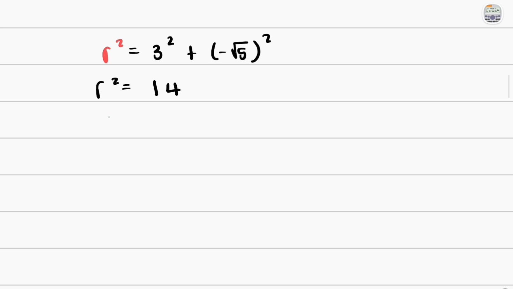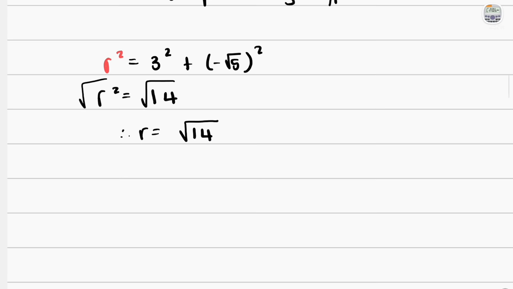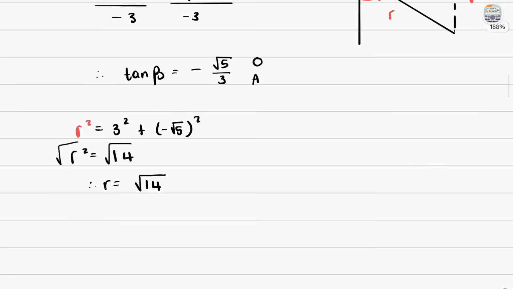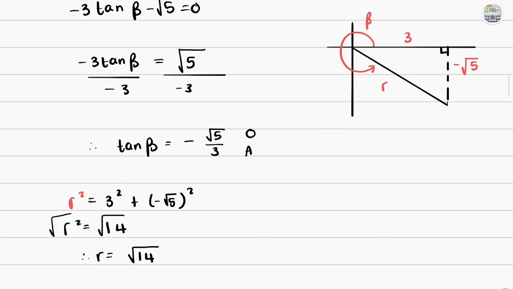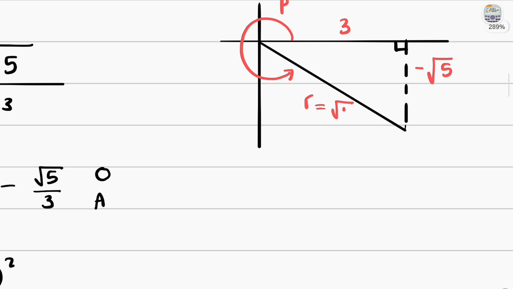And now we have to square root both sides, and therefore r is simply equal to the square root of 14, because we know that there is no perfect square number here. Okay, so that is r. It is the square root of 14.